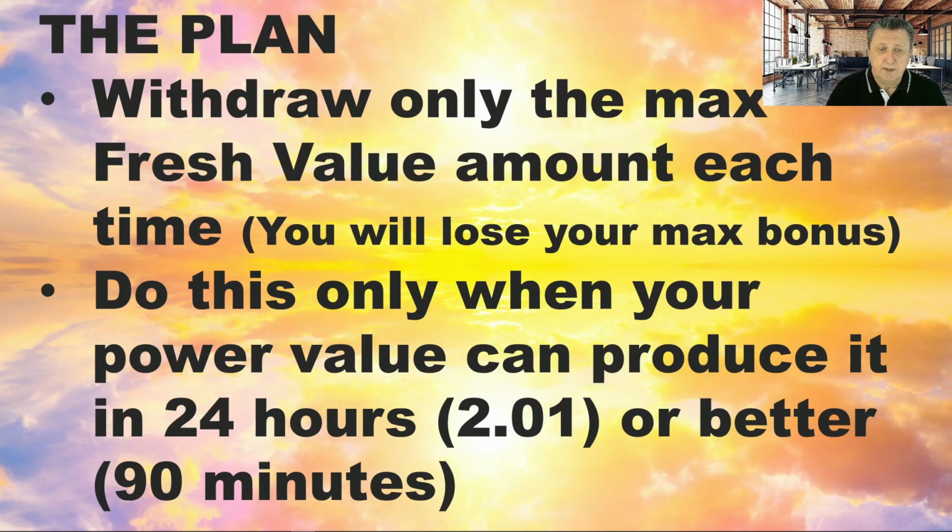Do this only when you have power value that can produce it in 24 hours. In our case, when we get to 2.01 per day, or better, obviously, if you can do it every 90 minutes. Since this is a new platform, nobody can do this right now. But we are currently at about 1.6 per day. And why I'm mentioning that this should be done as quickly as possible, or in 24 hours.